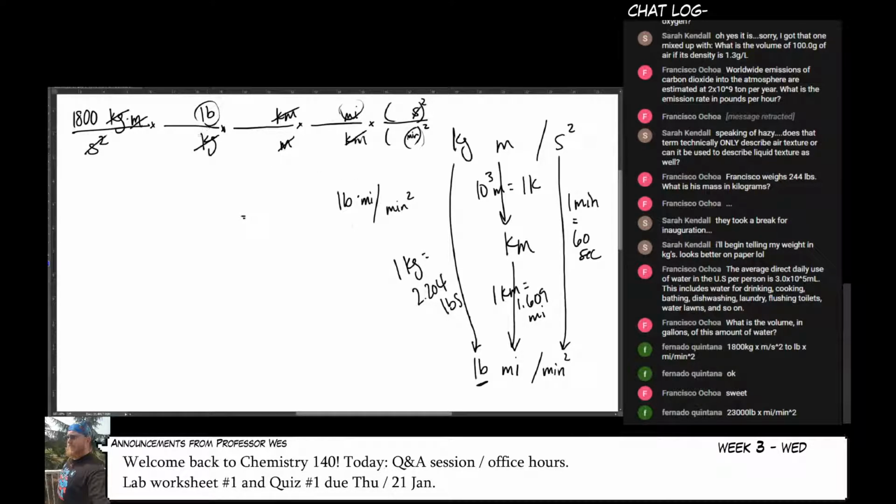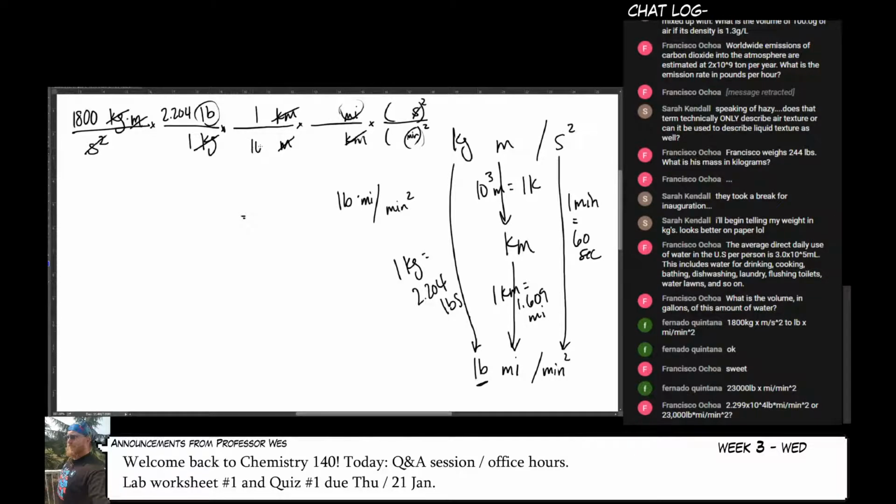All right, what do we got? So 1 kilogram is 2.204 pounds. A kilometer is 10 to the 3 meters. A mile is, a kilometer is 1.609. And then there are 60 seconds in a minute. There we go. I'll punch it all in. Let me see what I get.